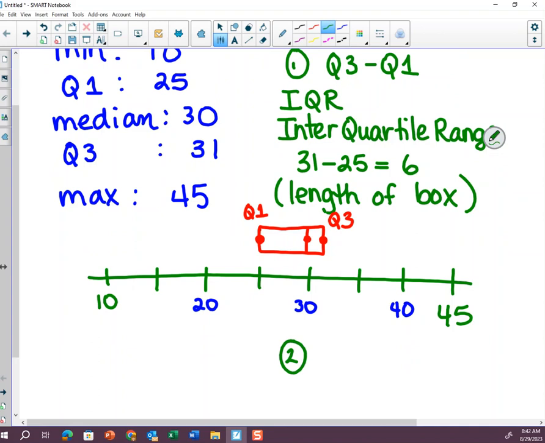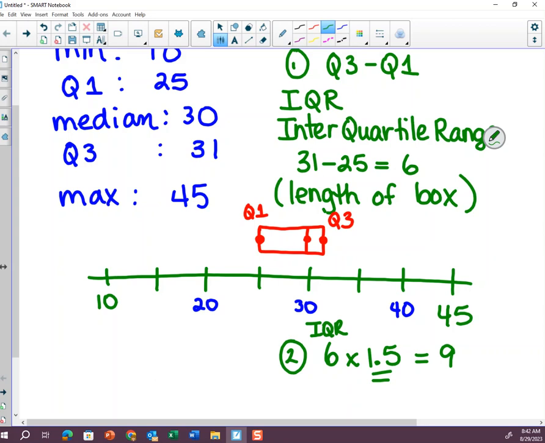Now, what do we do next to try to figure out where outliers would lay? What do I do with that interquartile range? Multiply by 1.5. Yeah, so 6 times 1.5. That's the constant. That's the number we use every time, no matter how big or small your interquartile range is. IQR times 1.5 is 9.